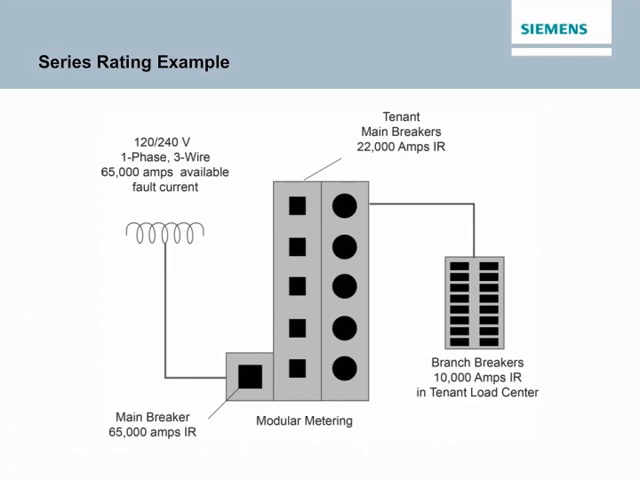In larger installations, such as apartments, condominiums, and commercial facilities, the available fault current is often greater than 10,000 amperes. In these situations, it is common to see 3 breaker series combinations. The main power of an apartment complex, for example, might have 65,000 amperes of available fault current. The main circuit breaker for a modular metering installation must be capable of interrupting this fault current. The tenant main breakers, however, may only have to be rated for 22,000 amperes of fault current, and branch breakers in each tenant load center may only have to be rated for 10,000 amperes of fault current.